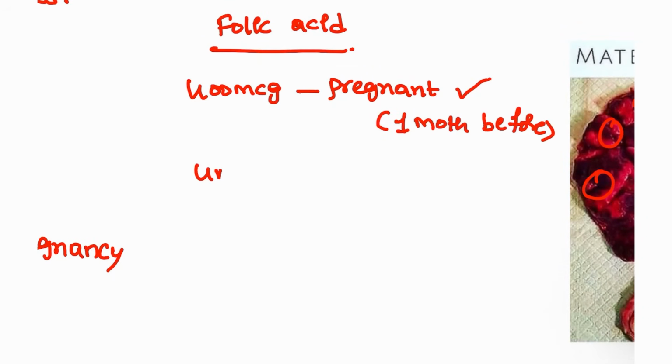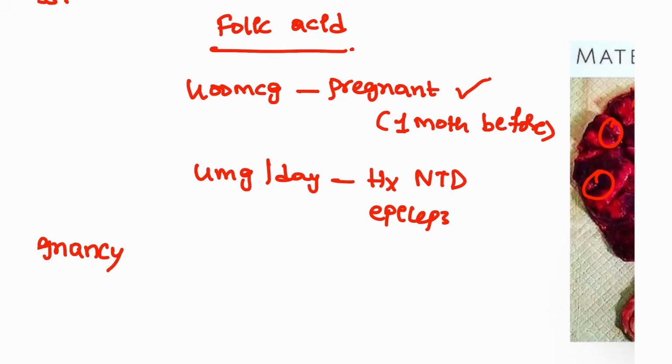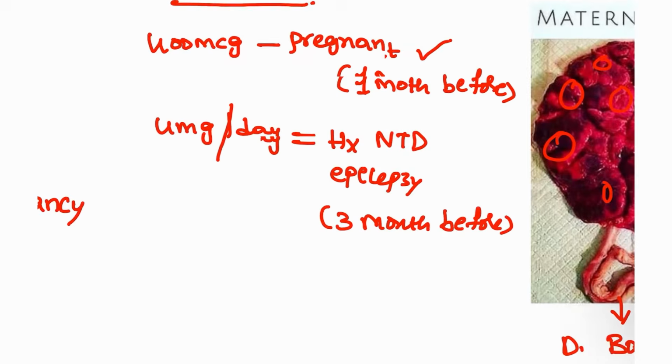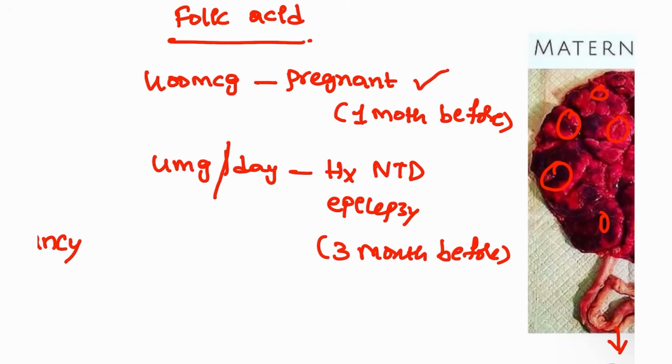Next, 4 milligrams per day. This is given to patients with a history of neural tube defects, or patients suffering from epilepsy or taking anti-epileptic drugs. It is started 3 months prior to the pregnancy and continued after the pregnancy, during breastfeeding. Diabetes patients still get the 400 micrograms. Only anti-epileptic patients and those with a history of neural tube defects get the 4 milligrams, as per the guidelines we follow.